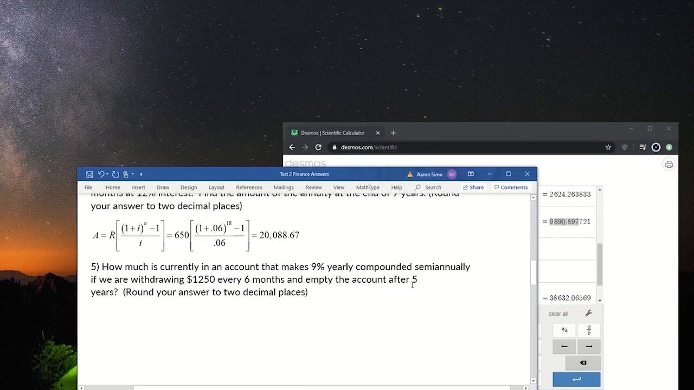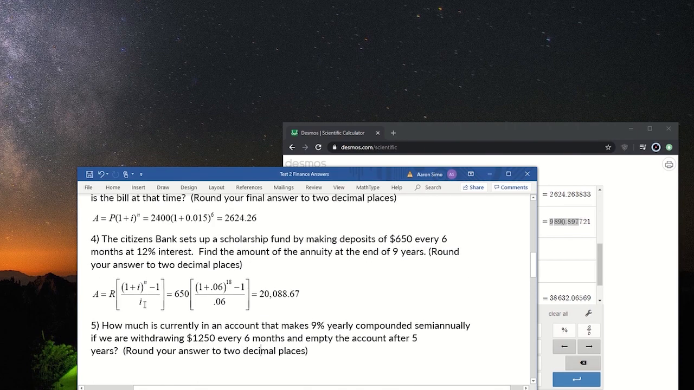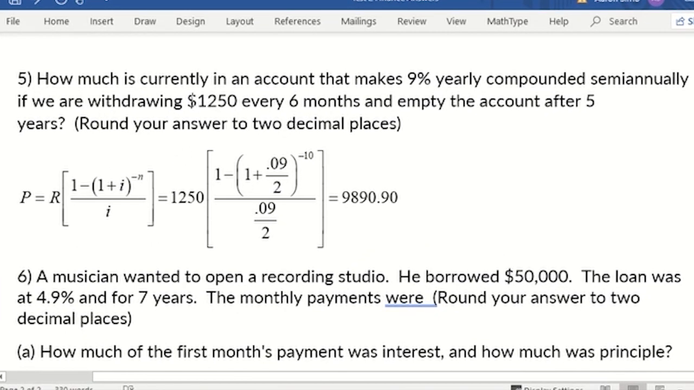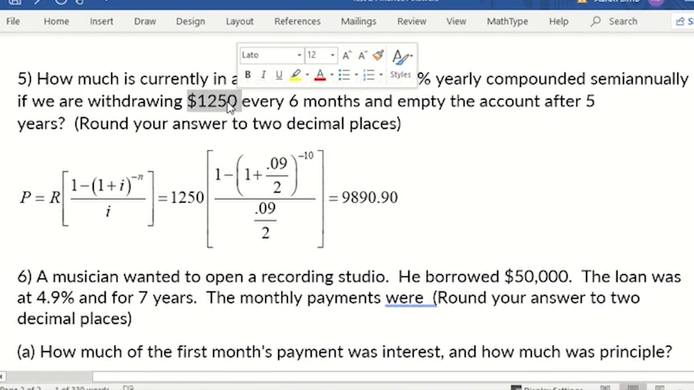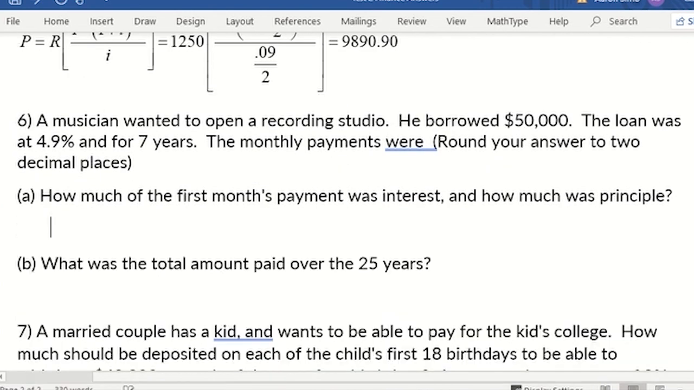Let's try to figure this out. How long is it? 5 years? Okay. 5 years, twice a year. It's only 10 payments of this amount. If I multiply this times 10, I get 12,500. And where's our answer? Must be down here. Let me move this down so I can make sense of this. If we're pulling out 1250 every 6 months, so twice a year for 5 years, so 10 times, it's 12,500, and this is 9,000. Okay, this makes sense because we are gaining interest at 9%, so this should be less than 12,000. That's it.